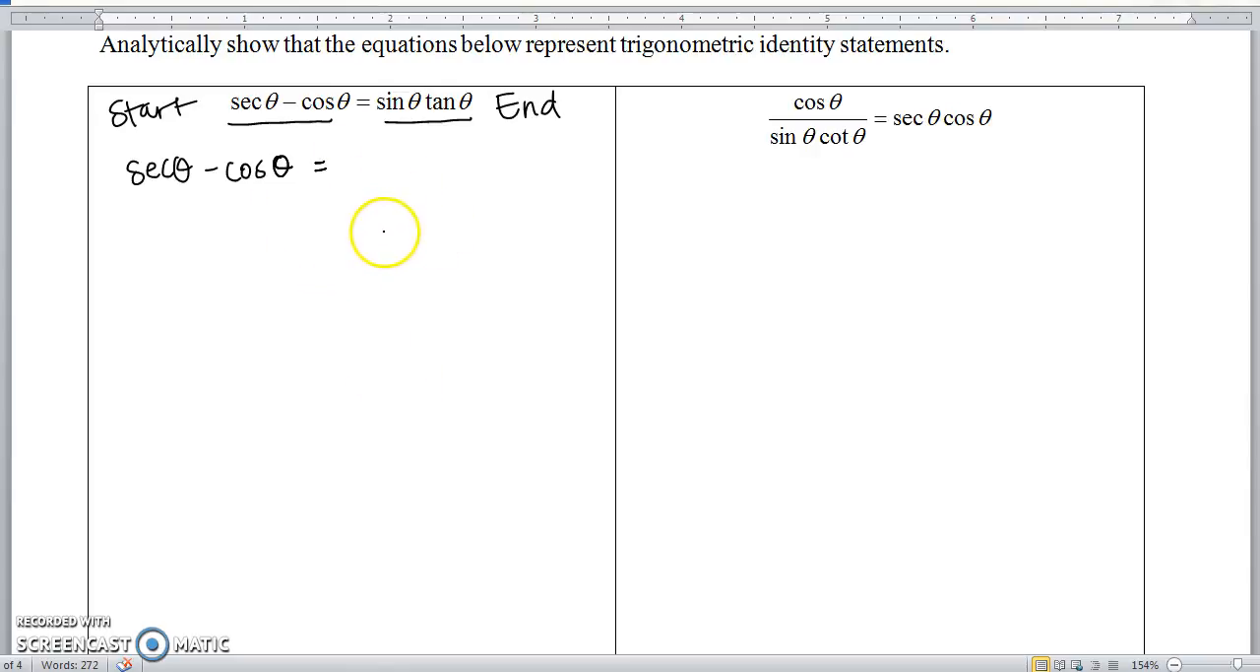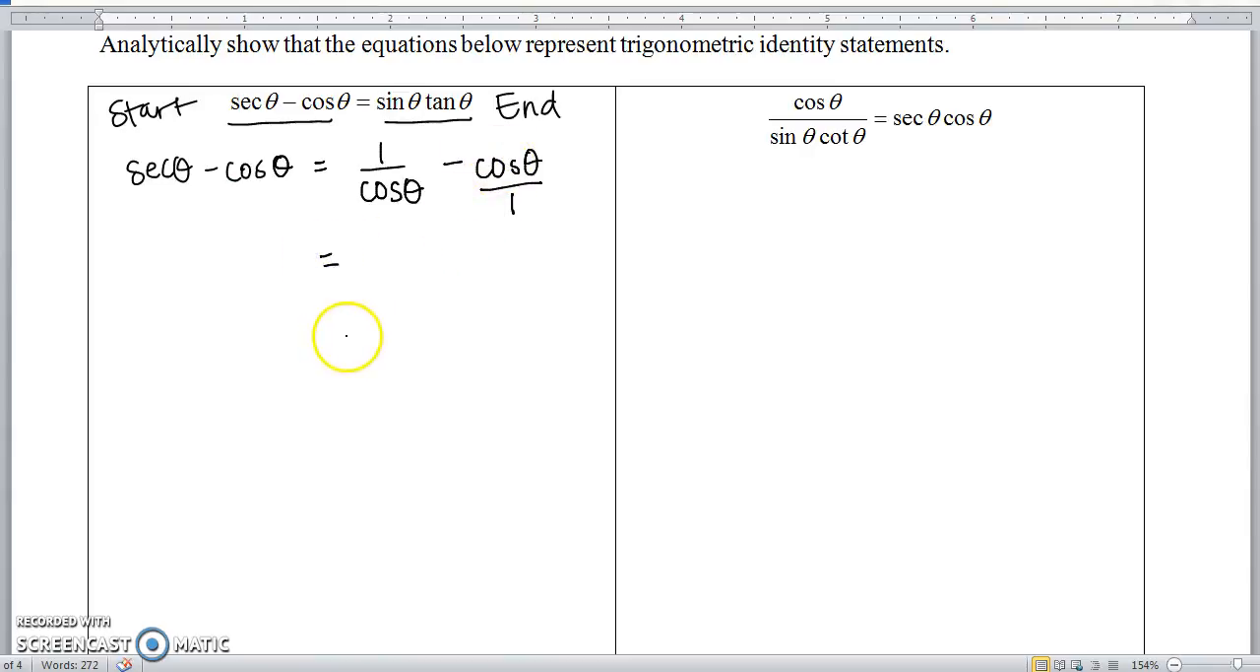So one technique that we used last time that we'll use here is rewriting each trig function in terms of just sine or cosine. So secant of theta is 1 over cosine of theta. And then cosine of theta we can just leave alone, or if you want, you can write it as cosine of theta over 1. So we want to try to simplify that in some way.